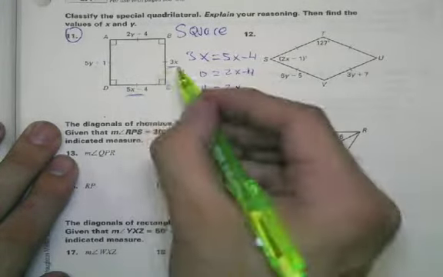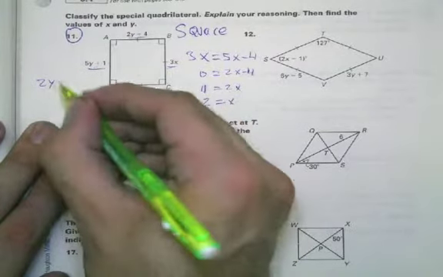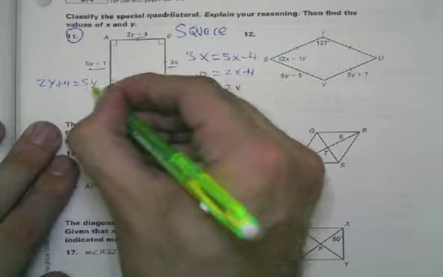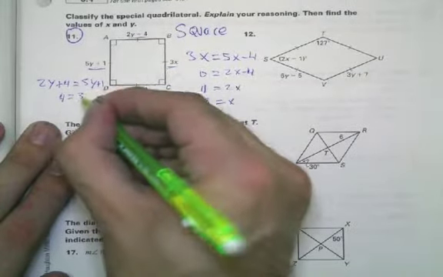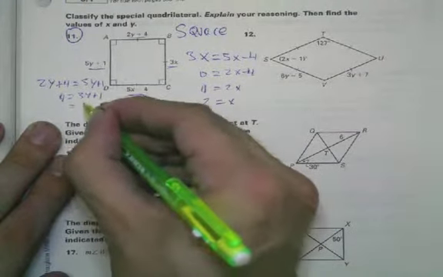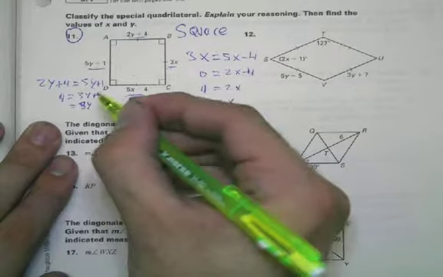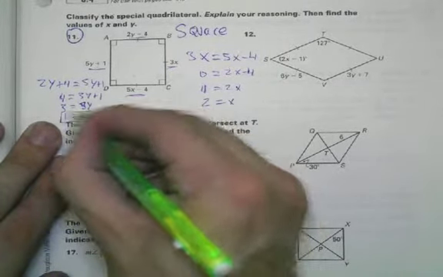For y, I have this equals this. So I'll have 2y plus 4 equals 5y plus 1. Subtract 2y from both sides. I get 4 equals 3y plus 1. Then I get 3y equals 3. And then y equals 1. Okay? Let's move on to the next one.